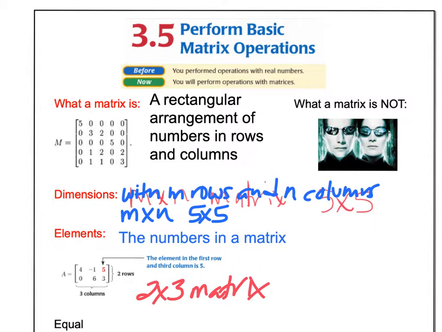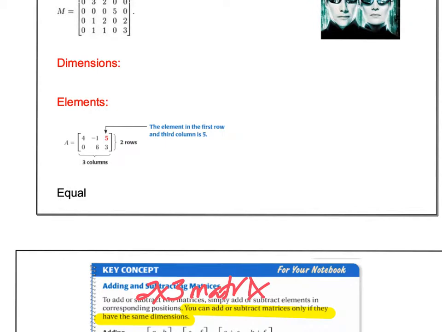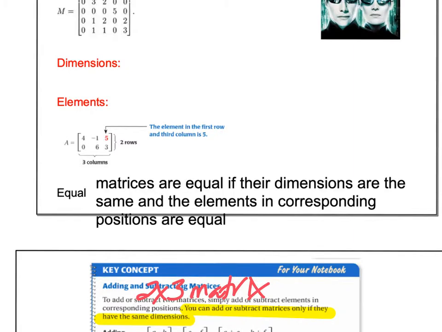All right, we need to talk about equality of a matrix. Matrices are considered equal if their dimensions are the same and the elements in the corresponding positions are equal. So I'll say it again. Matrices are equal if their dimensions are the same and the elements in the corresponding positions are equal. And here's the typed out definition of that.